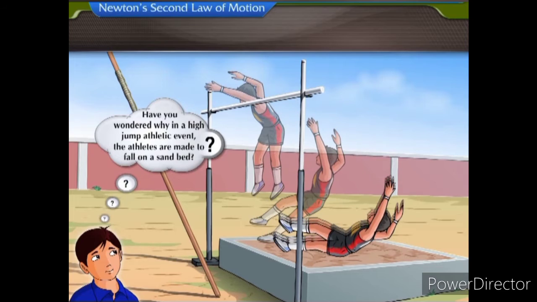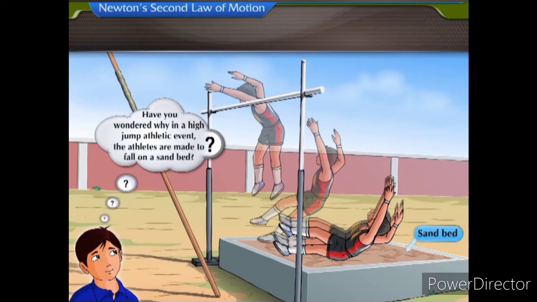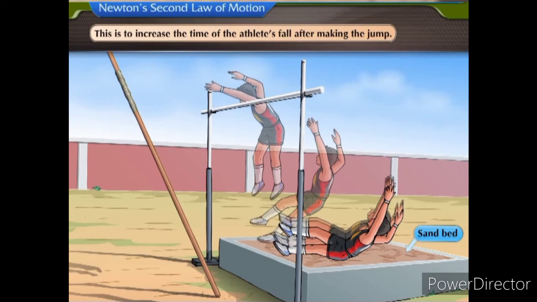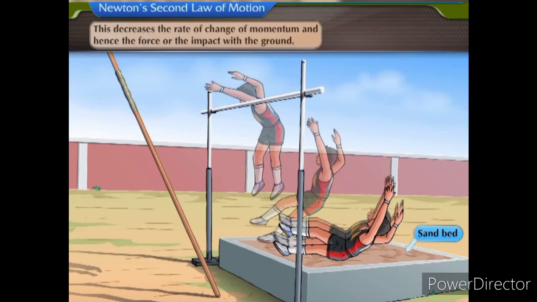Have you wondered why in a high jump athletic event the athletes are made to fall on a sand bed? This is to increase the time of the athlete's fall after making the jump. This decreases the rate of change of momentum and hence the force or the impact with the ground.